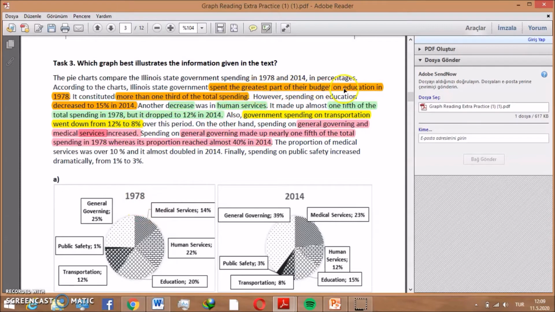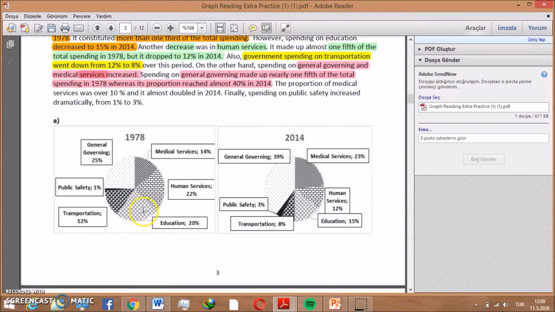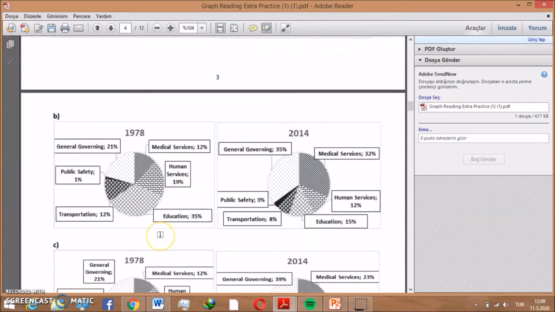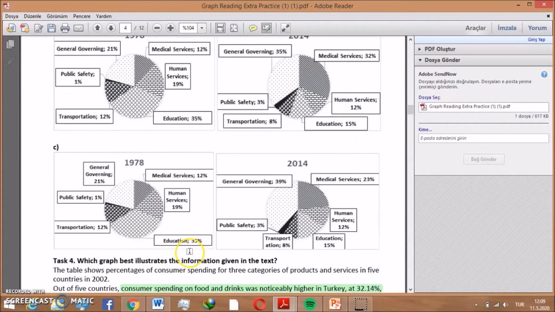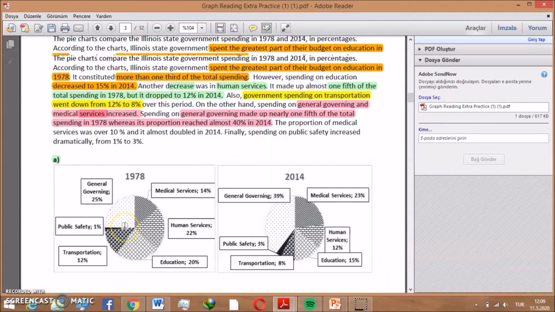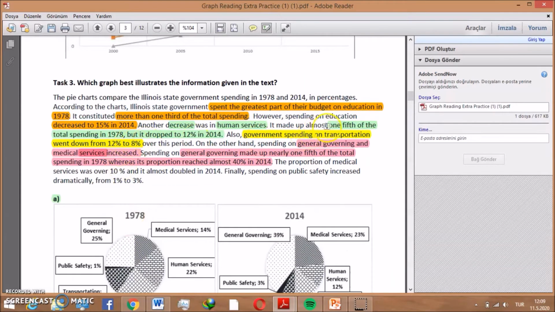And the greatest part of their budget on education in 1978. So we need to check now. Education should have the highest percentage in 1978 because it says the greatest. So here it is 20%, but there's 22. It means this cannot be our answer. So we need to check B and C. This is 35 and this is the highest. So yes. And this is 35, and it is the highest too. So it means B and C might be our answers.